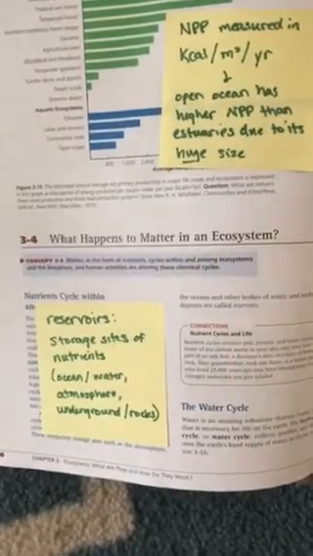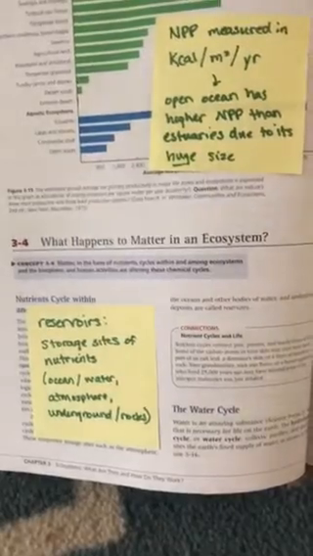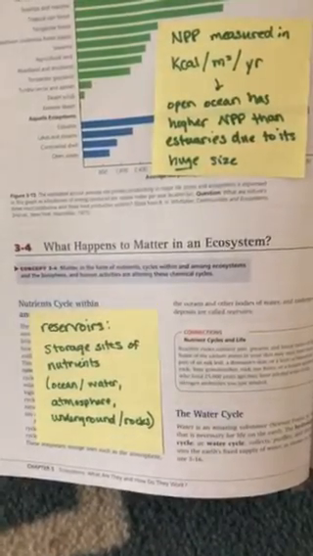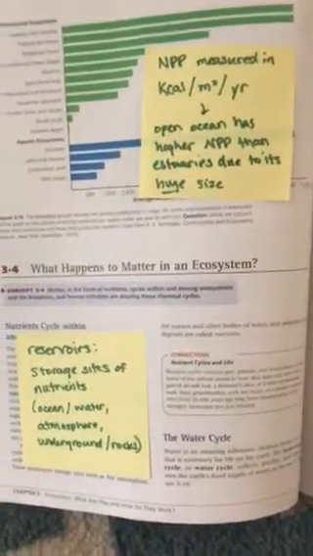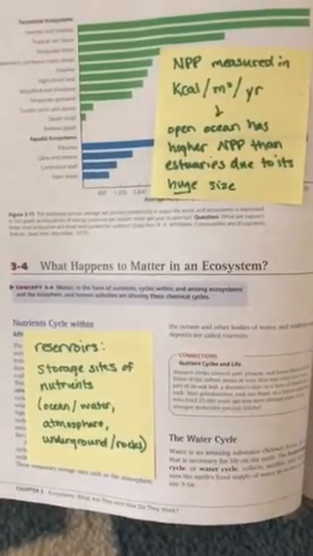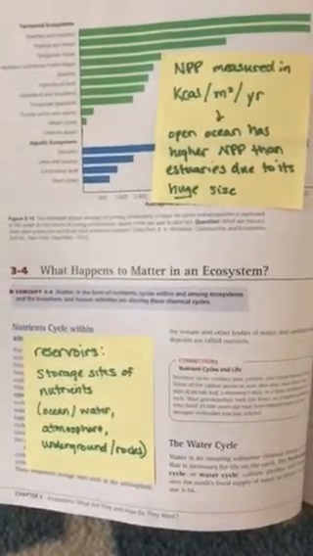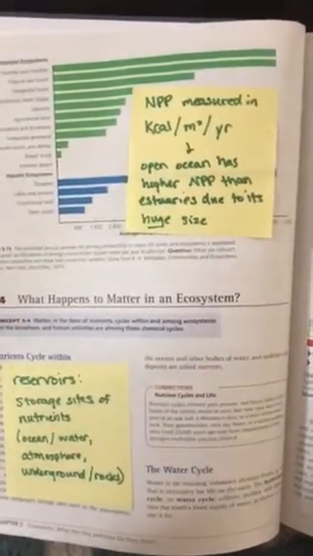All right, second half of chapter 3, focusing mostly on 3.4, what happens to matter in an ecosystem. As we talk about these different cycles, there will be lots of references to reservoirs. These are storage sites of nutrients: the ocean, other sites of water, the atmosphere, and underground and in rocks. Those are some of our primary reservoirs.